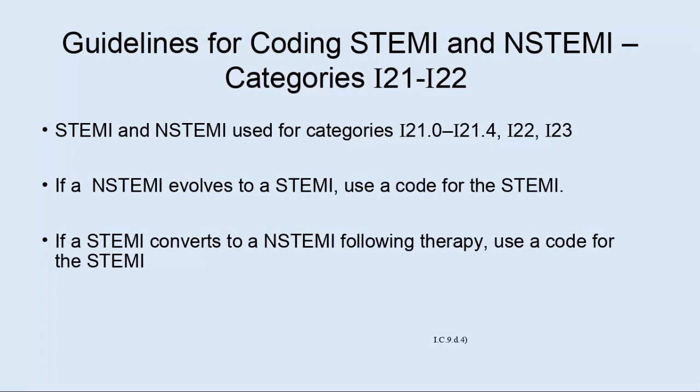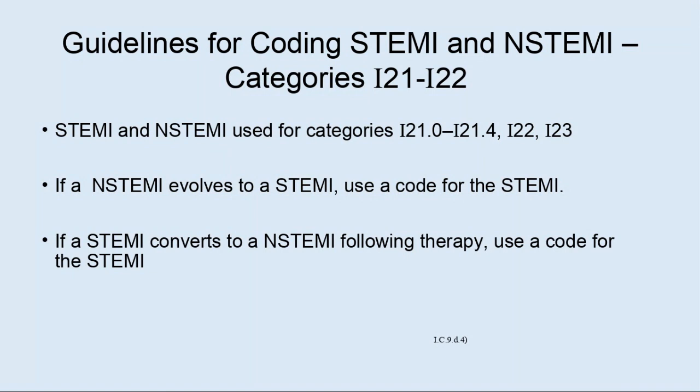So, guidelines for coding STEMIs and NSTEMIs. These apply in categories I21, I22, and I23. The guidelines state that if a patient has an NSTEMI, which then evolves into a STEMI, use a code for the STEMI. So if it's only partially blocked and then it becomes completely blocked, becoming a STEMI, you're going to code it as a STEMI.